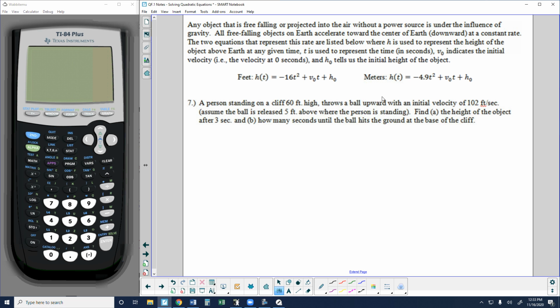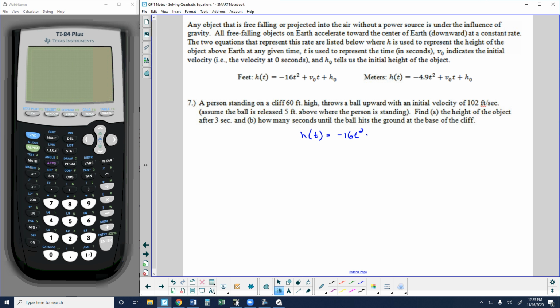So h of t, this is going to be in feet. So we're going to use this equation over here, the negative 16t squared plus v sub 0 times t plus h sub 0. We're going to use this equation to represent the height after t seconds. So I'm going to substitute in what I know. Here's my equation. H of t is equal to negative 16t squared. We don't know time yet. We'll come back to that.